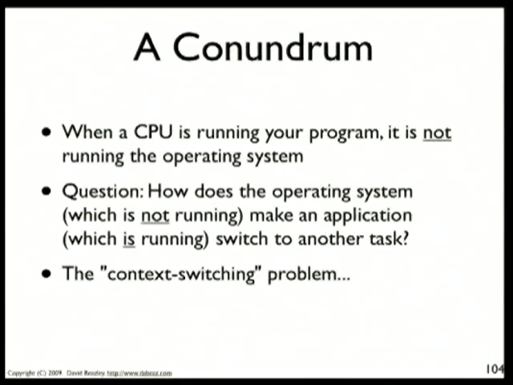So the conundrum that comes up is really the following. If the CPU on your computer is running your program, it's not running the operating system. If you have one CPU in your machine, it can only do one thing at a time. It's either running your program or it's running the operating system. And you get into this question of, well, how does the operating system, which is not running, take control of your program and do a task switch? This is the topic you would get into in a graduate operating systems course: how does an operating system take control to actually switch between different tasks that are running?